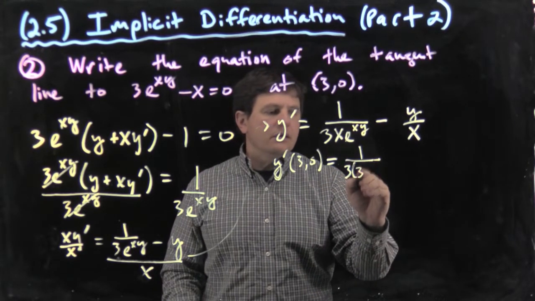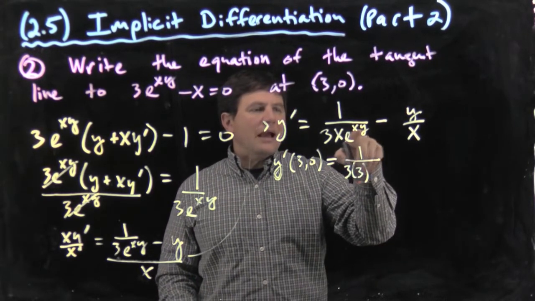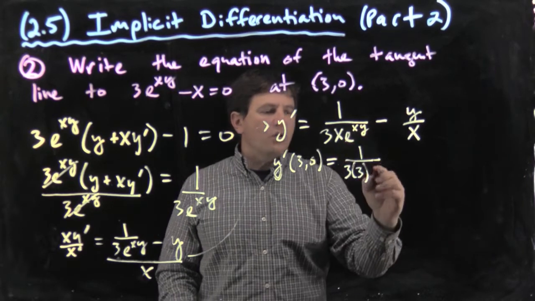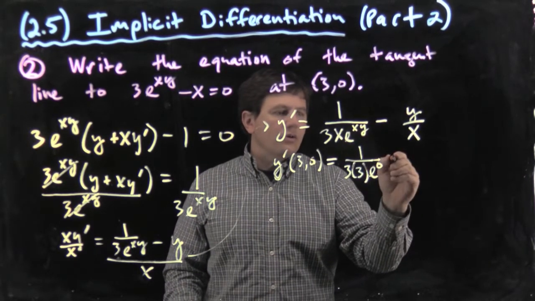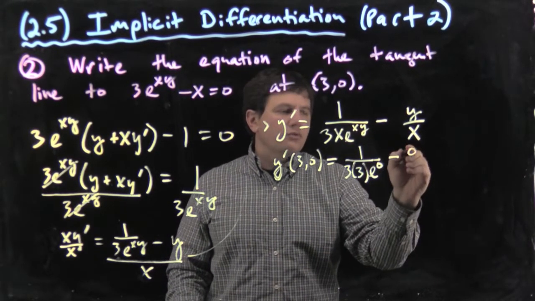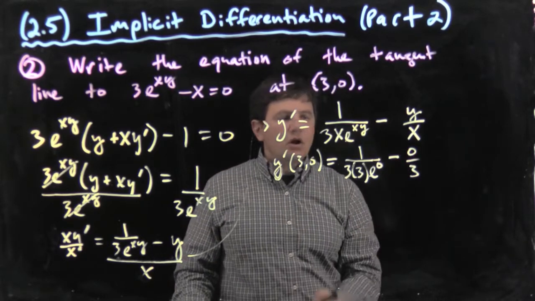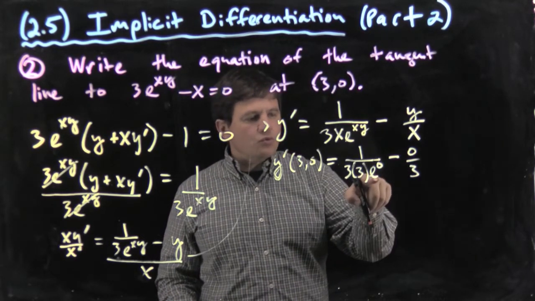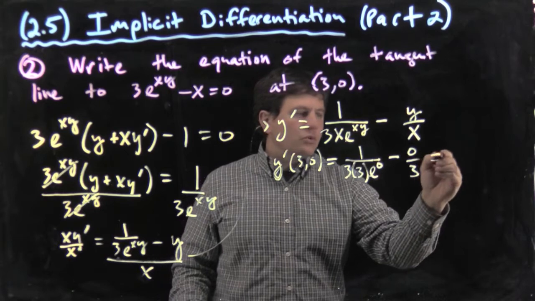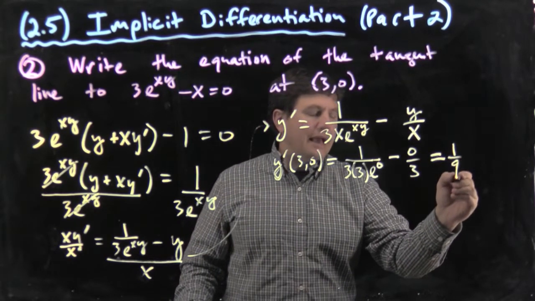X is 3. And let me point out, it doesn't matter what x is here. e to the 0, let's leave that e to the 0, and then minus 0 over 3. 0 over 3 is just 0, and e to the 0 is 1, so this all amounts to just 1/9.